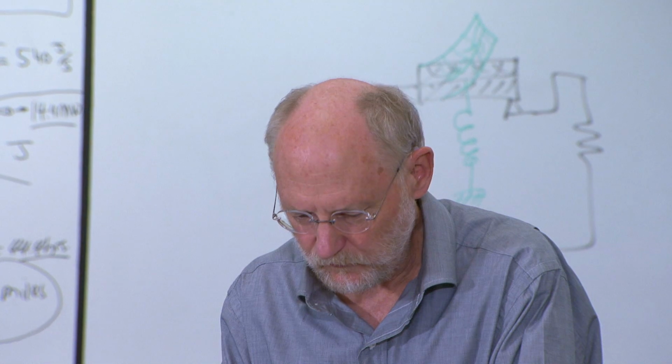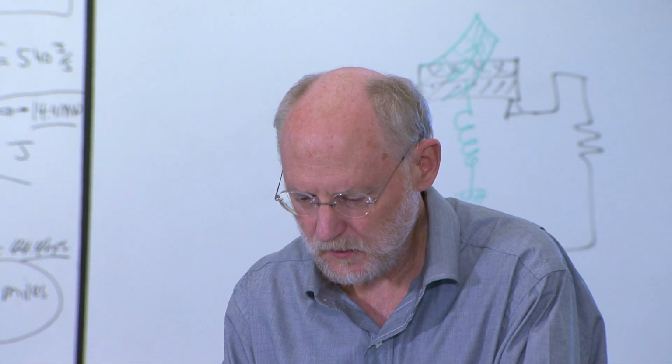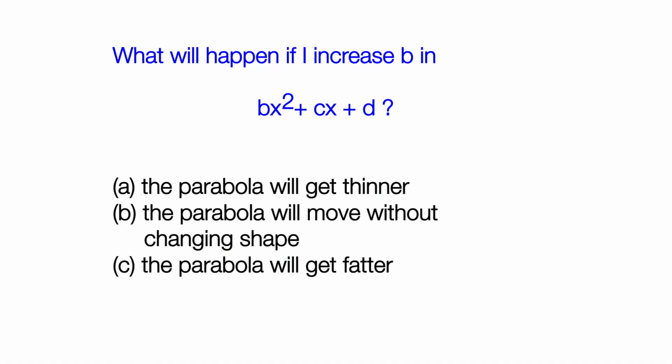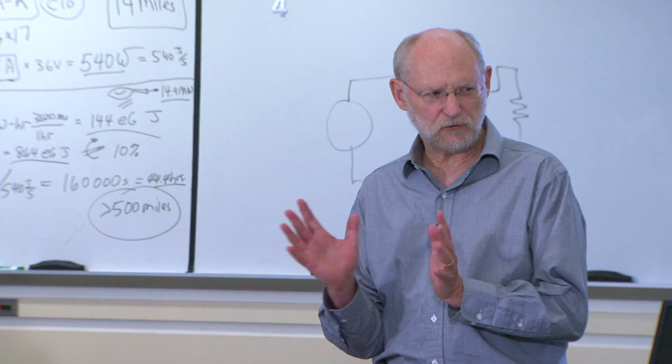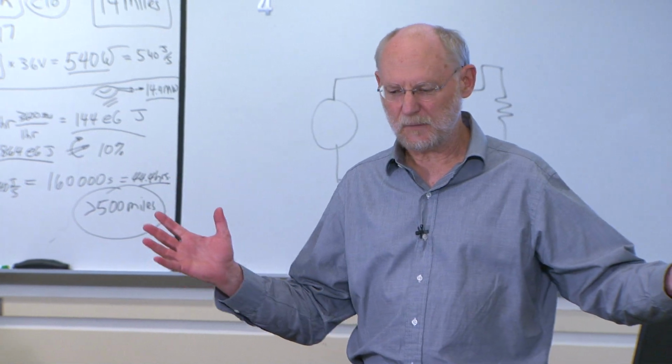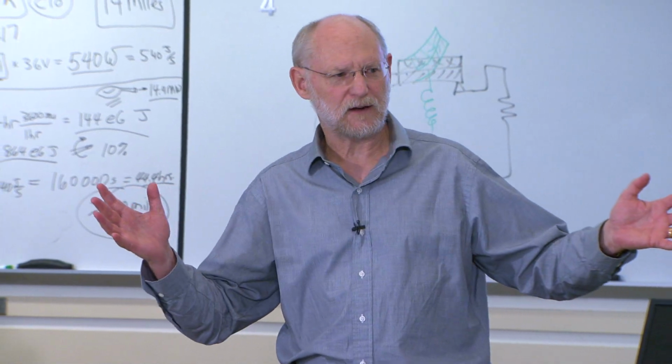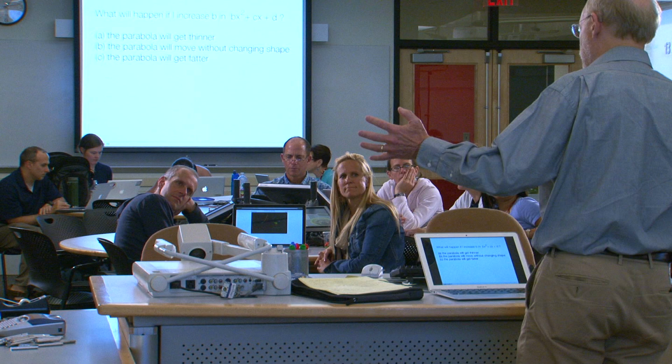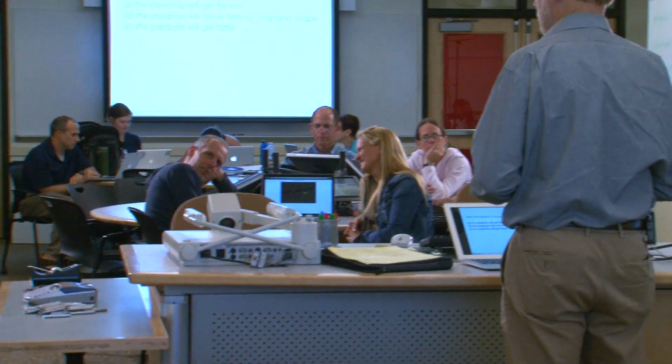Now, how about this b coefficient? I have a question for you here. What will happen if I increase that b, the coefficient of x squared, in that formula? Will the parabola get thinner, or will it move without changing its shape, or will it get fatter? Increasing b, will it make the parabola fatter or thinner? Should we take a vote? How many say thinner? How many say fatter?